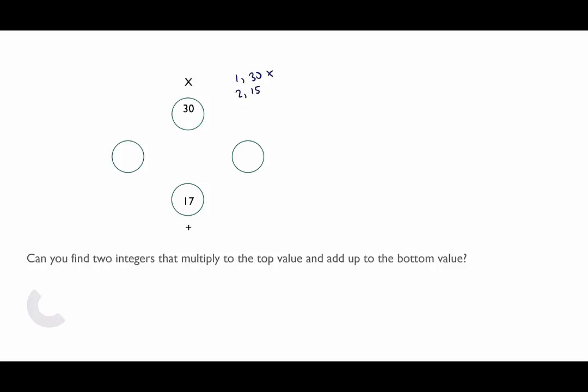2 and 15. Oh, 2 and 15, I like it because 2 times 15 is 30. 2 plus 15 gives us 17. So I'm going to put a 2 here and a 15 here.